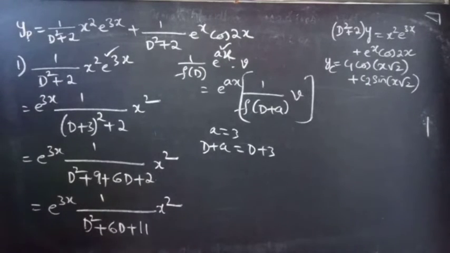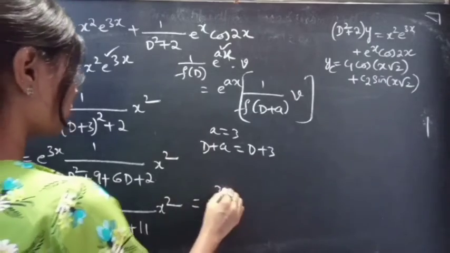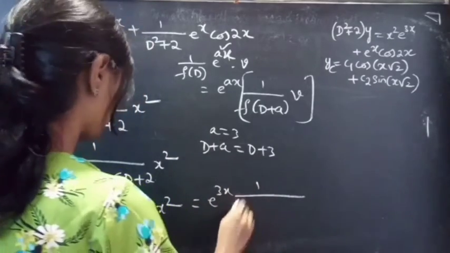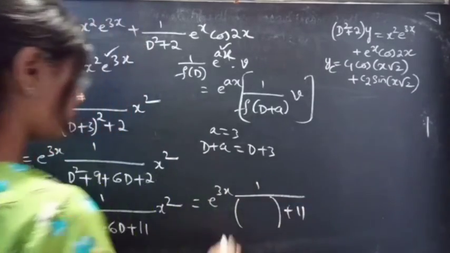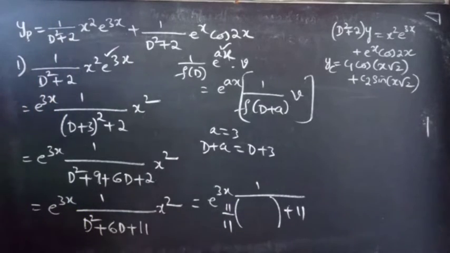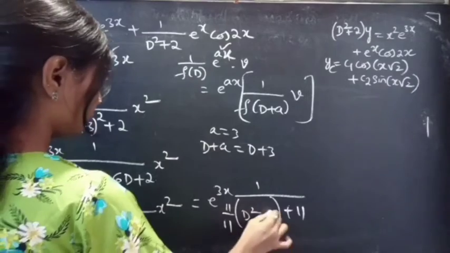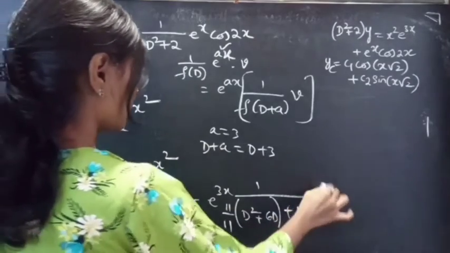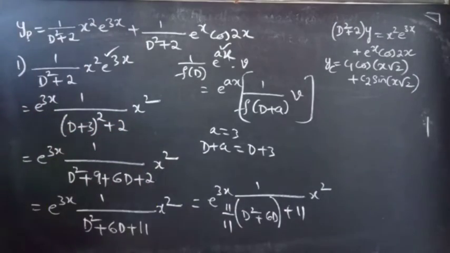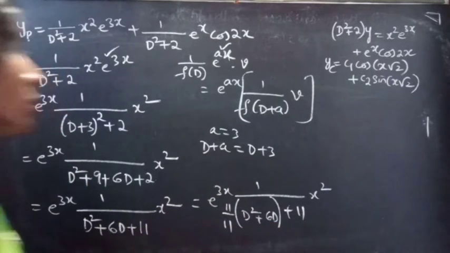Let's take the lowest degree term 11 common from all the three terms. But in the first two terms we don't have any 11. So what we'll do, we'll just multiply and divide 11 to the first two terms. Just multiply and divide 11 to these two terms, so that in the next step, it will be easy to take 11 common from these two terms.